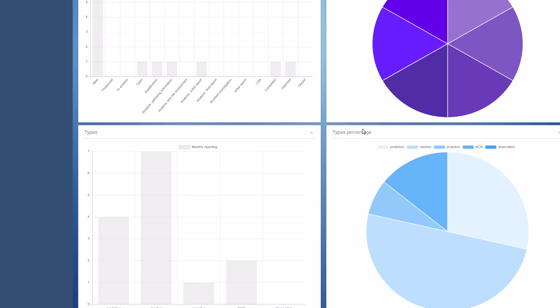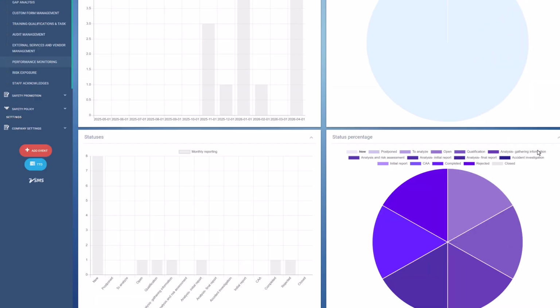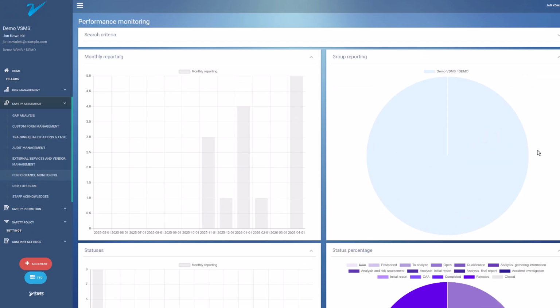5. Organizational oversight. The group reporting pie chart provides a high-level view of how different sectors of the business, e.g., flight ops versus ground handling, are contributing to the safety data.